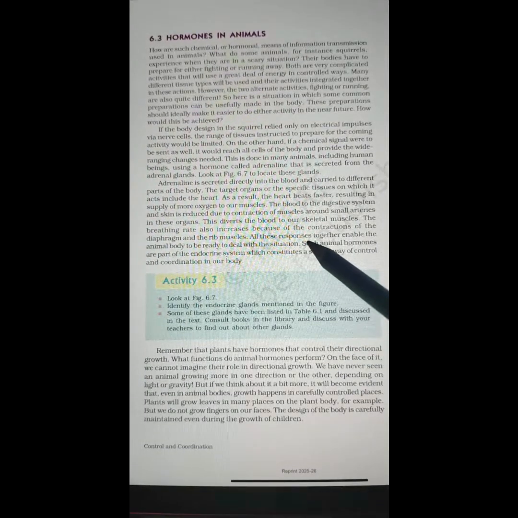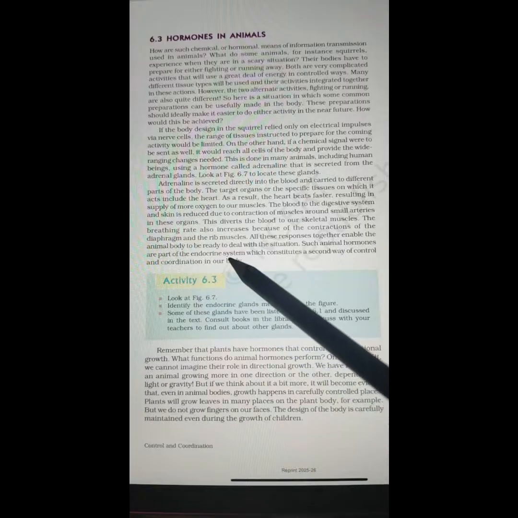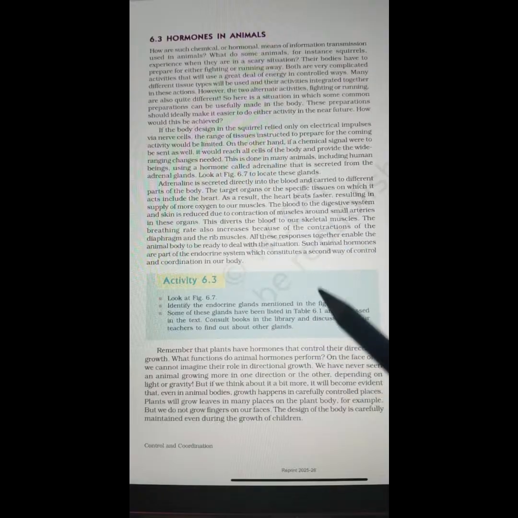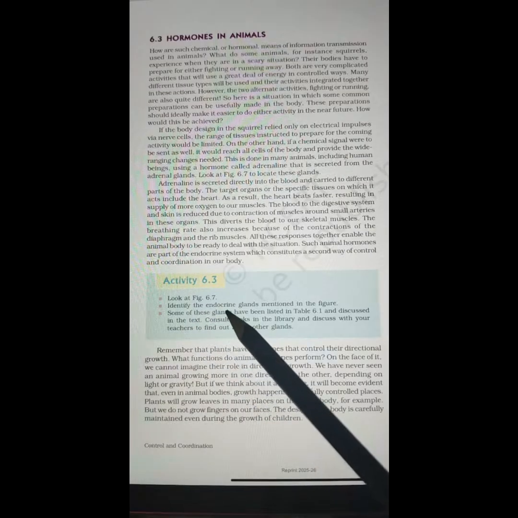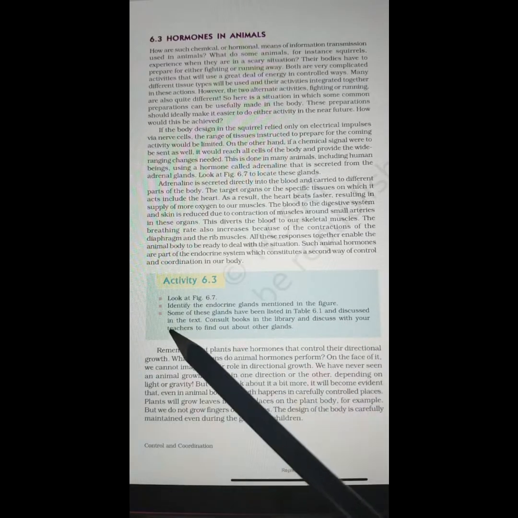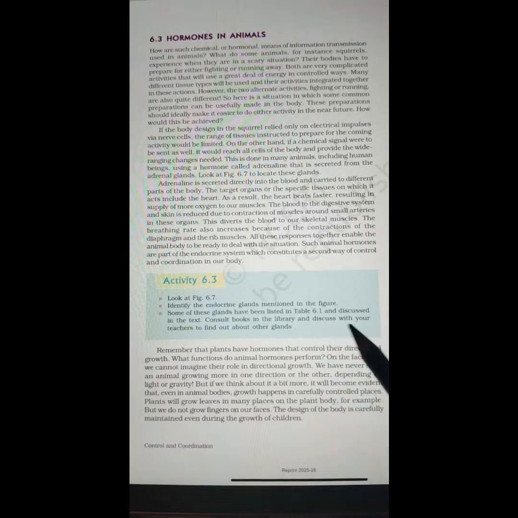The breathing rate also increases because of the contractions of the diaphragm and the rib muscles. All these responses together enable the animal body to be ready to deal with the situation. Such animal hormones are part of the endocrine system, which constitutes a second way of control and coordination in our body. Activity 6.3: look at figure 6.7 and identify the endocrine glands mentioned in the figure. Some of these glands have been listed in table 6.1 and discussed in the text. Consult books in the library and discuss with your teachers to find out about other glands.